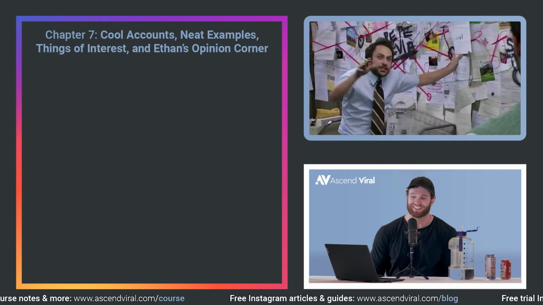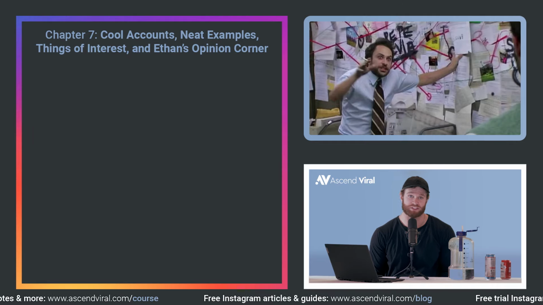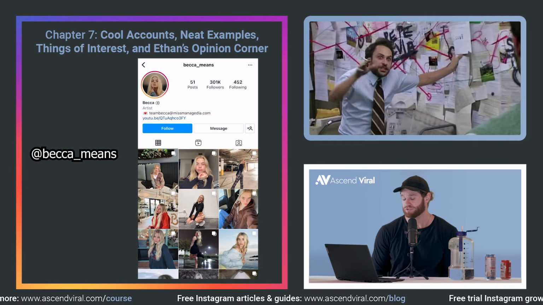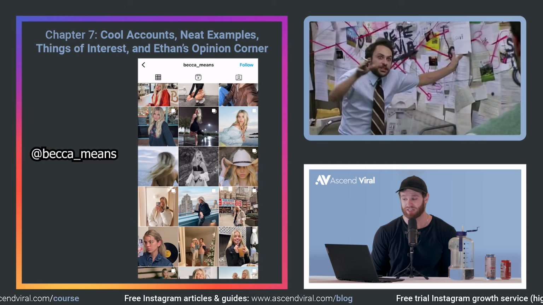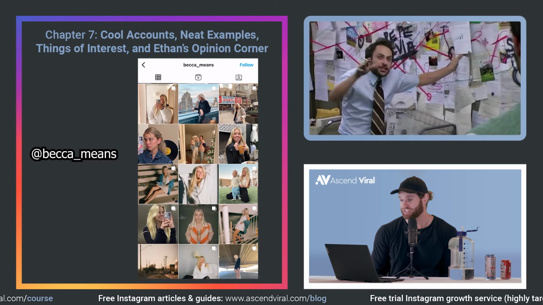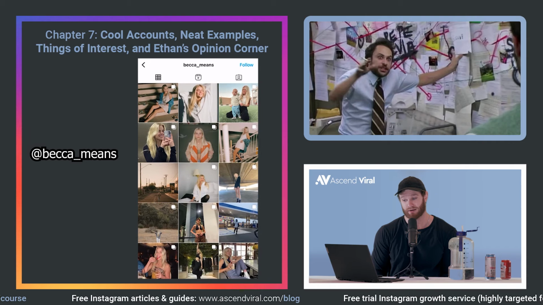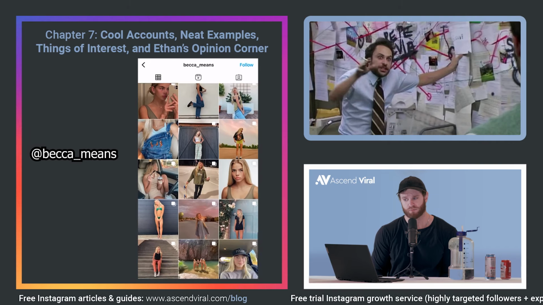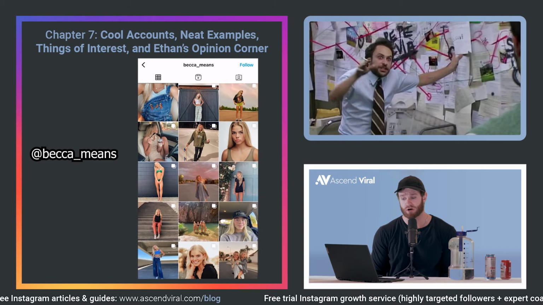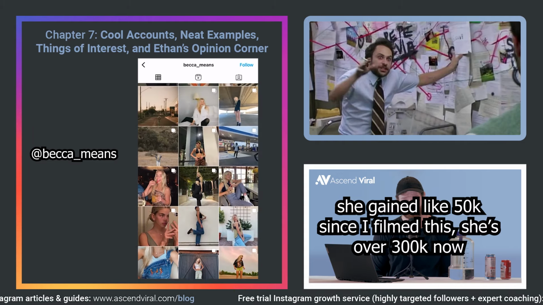So Becca Means is a TikToker who transferred a lot of her TikTok audience to Instagram. She gets really good engagement, good consistent content. She keeps it aligned with the theme of her TikTok. She got most of her followers from TikTok, I believe. I'm not 100% sure if that's true, but I think she has over 1 million on TikTok, and she managed to grow her Instagram to 250,000.